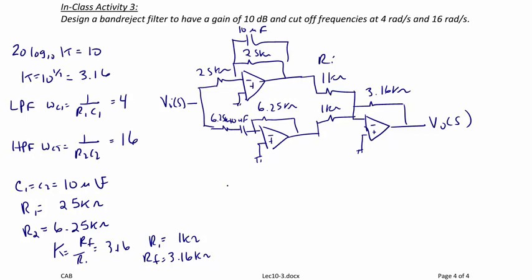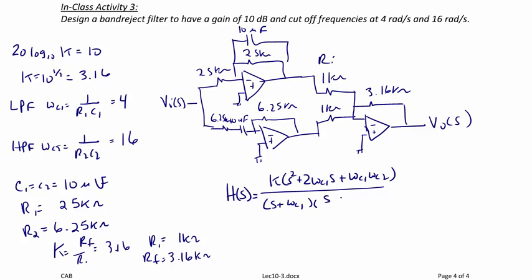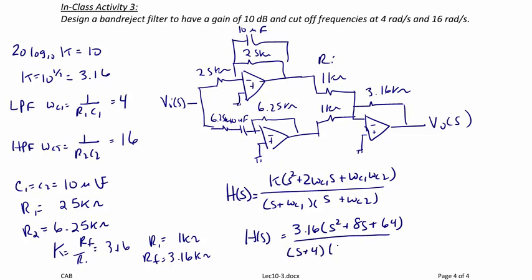The transfer function is H of S is equal to K times S squared plus 2 times omega C1 S plus omega C1 times omega C2 divided by S plus omega C1 times S plus omega C2. So H of S is equal to 3.16 times S squared plus 8S plus 64 divided by S plus 4 times S plus 16. And this concludes today's lecture on active filters.